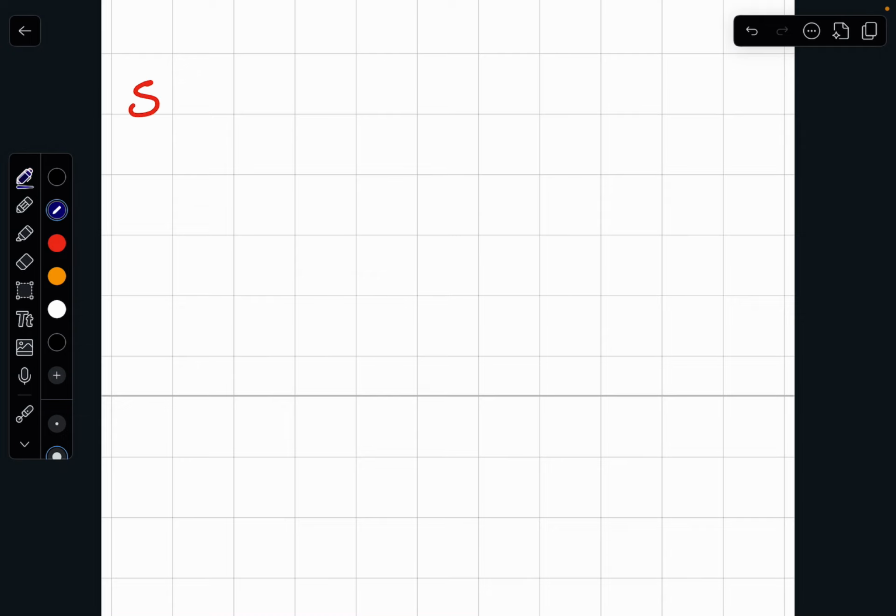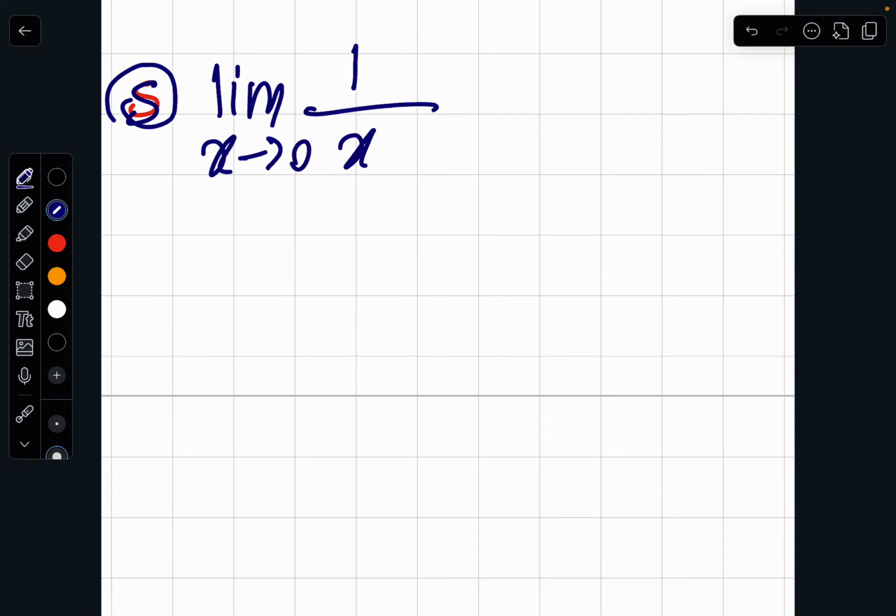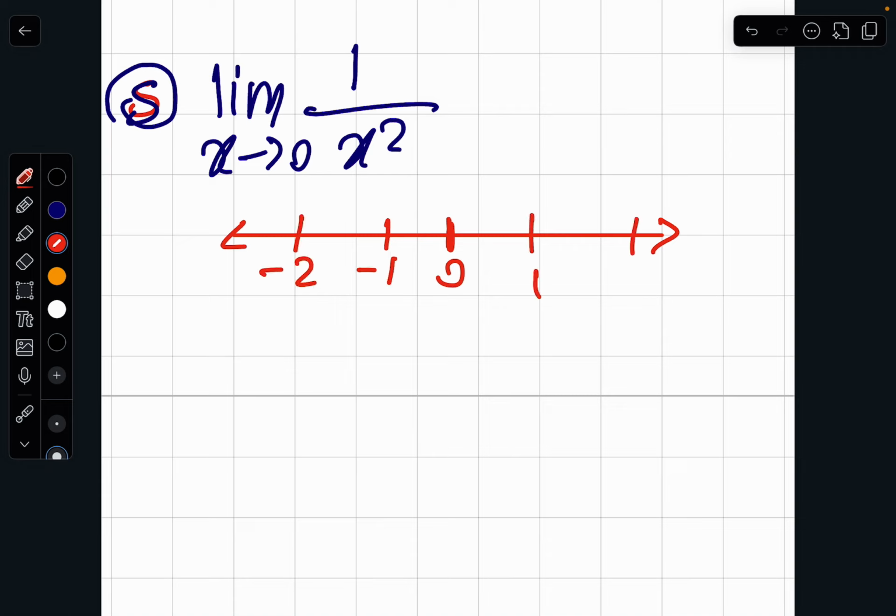Number 5, they say the limit as x approaches 0 of 1 over x squared, ne? First of all, you draw what? You draw your number line. After drawing your number line, you know what? You are approaching 0. Put 0 here. Here's -1. Here's -2. Here's 1. Here's 2. Ne? Therefore, we are approaching what? We are approaching 0. 0 from where? 0 from the left, and 0 from the right.